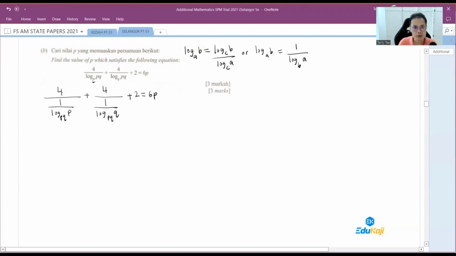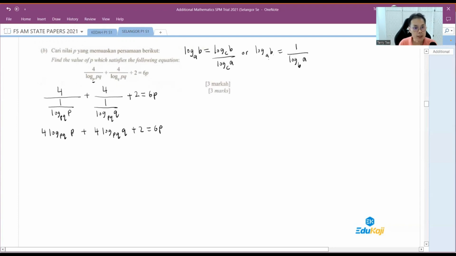Okay, now when you take a number divided by a fraction, like 4 divided by 1 over 3 is the same as 4 times 3 over 1. You all know that, right? So I just flip it up. So likewise, I'm going to flip up for both. I flip this up, I get 4 log_pq(p). I do the same for the second one, 4 log_pq(q). I plus 2, the result is 6p.